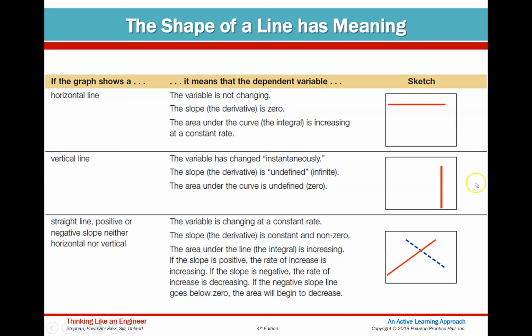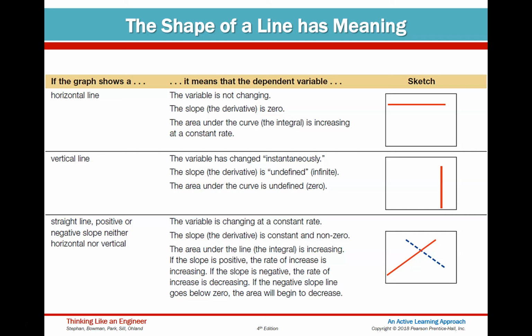Conversely, you can have a vertical line. And what that means is that as you are changing your dependent variable and you're going along, all of a sudden that independent variable instantaneously changes once you reach a given dependent variable. So the slope of a vertical line is undefined or infinite. The area under the curve is 0 because it goes straight up.